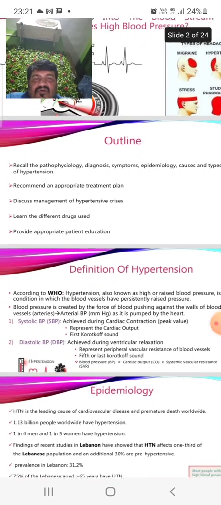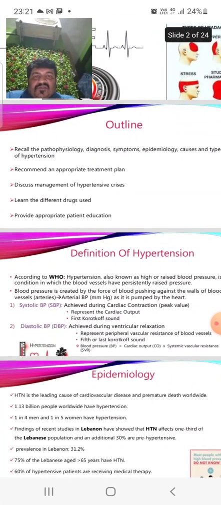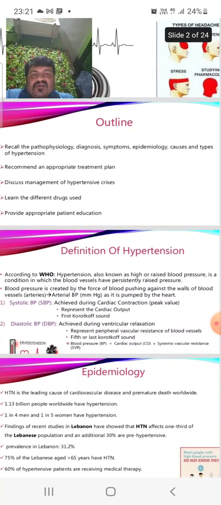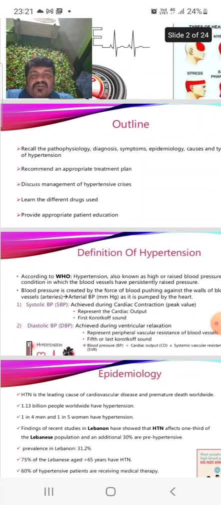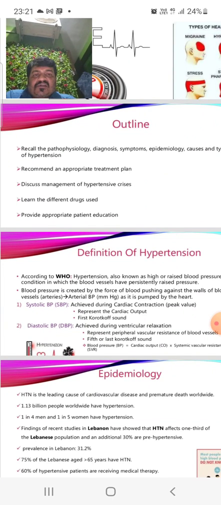So, what is the definition of hypertension? According to WHO, hypertension, also known as high or raised blood pressure, is a condition in which the blood vessels have persistently raised pressure. So, this is according to the WHO definition.